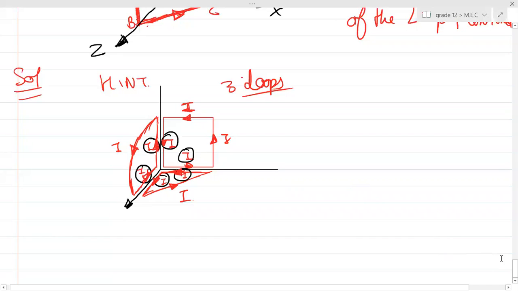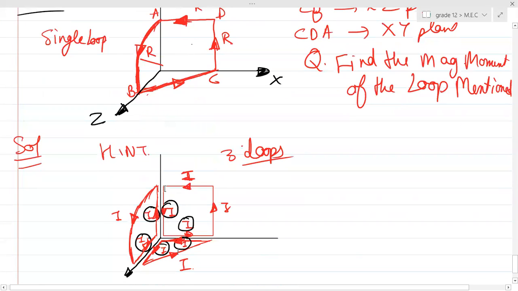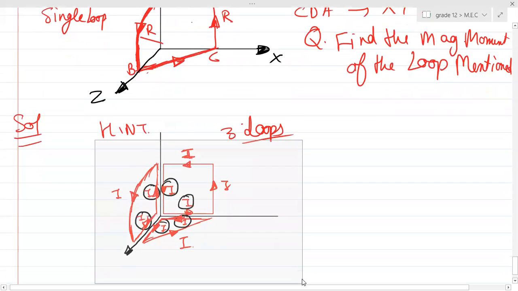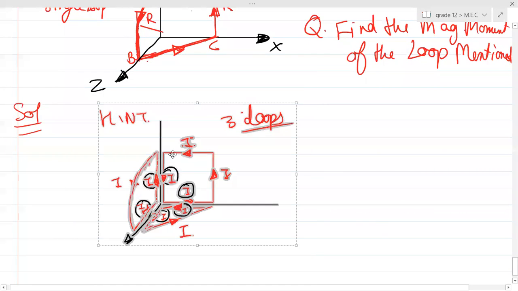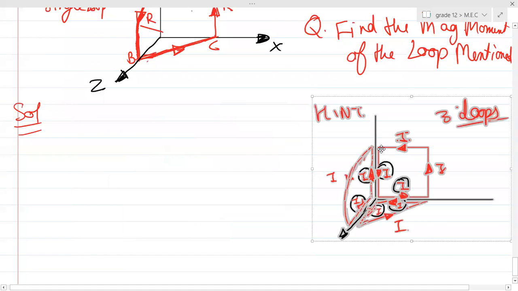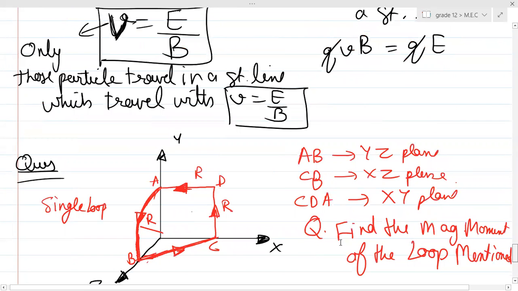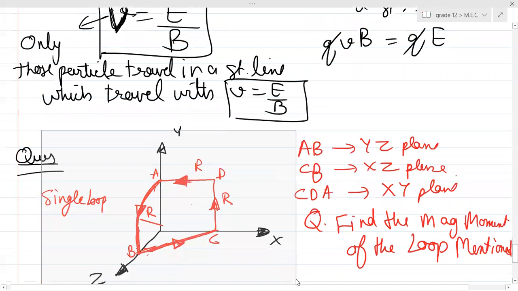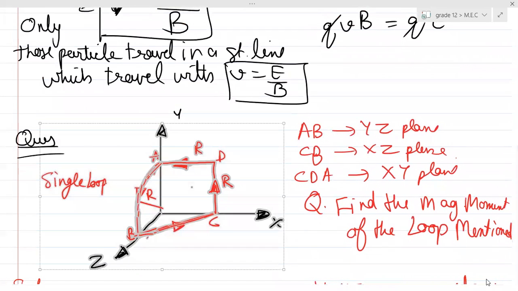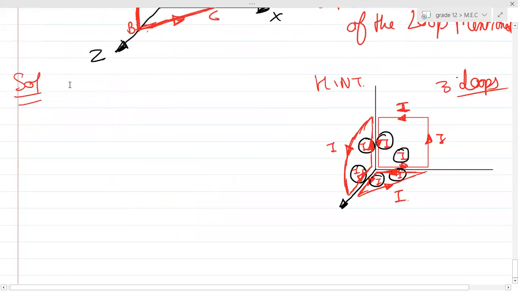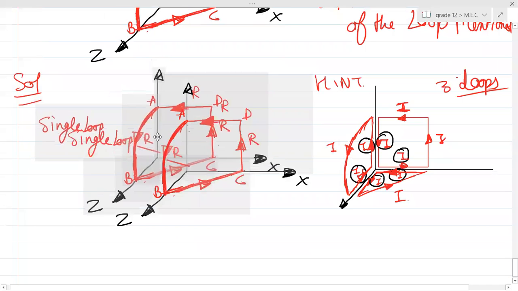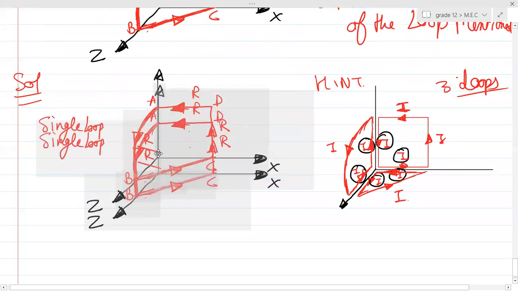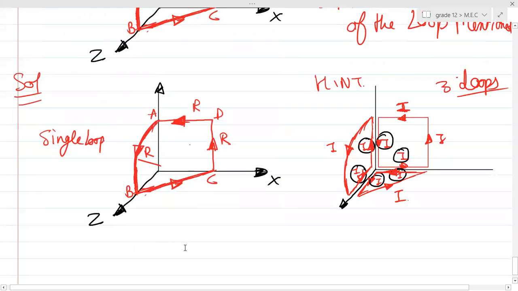Is this clear, guys? So basically, what is the hint in this case? The hint is, you can consider this single loop as what? These two are one and the same. Please draw it very carefully.